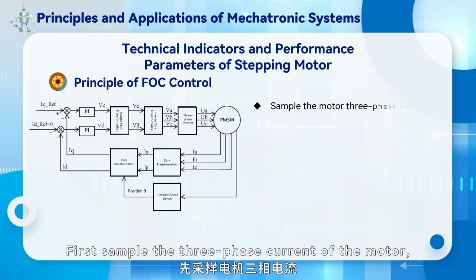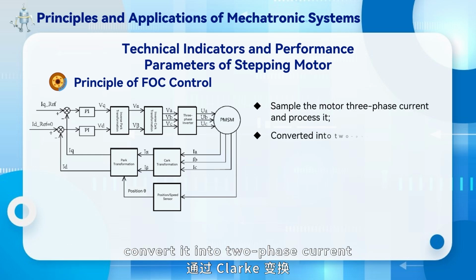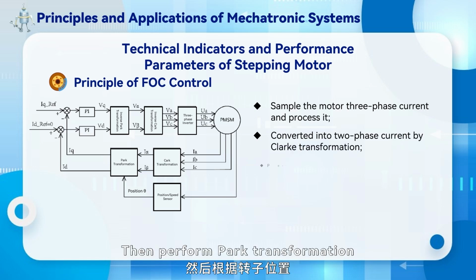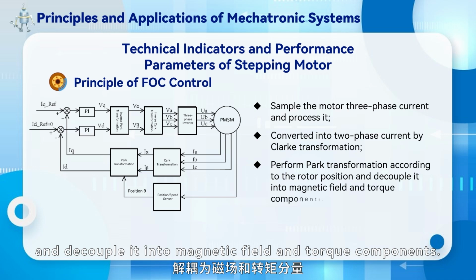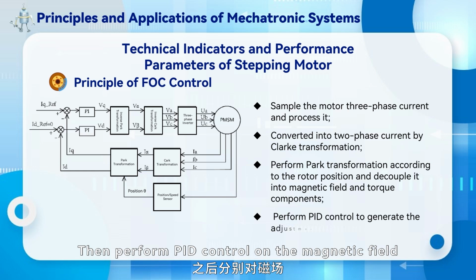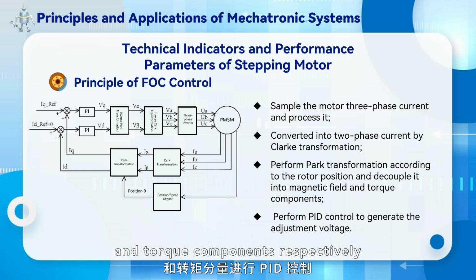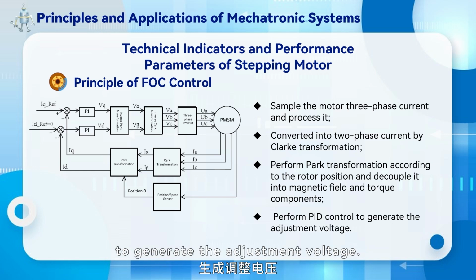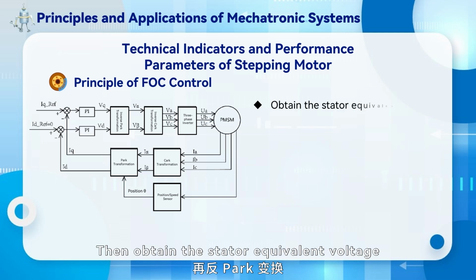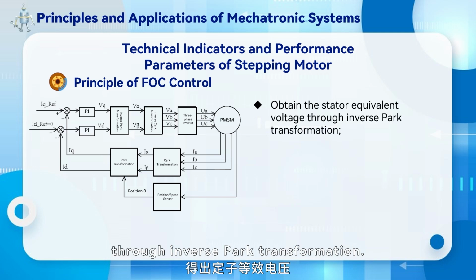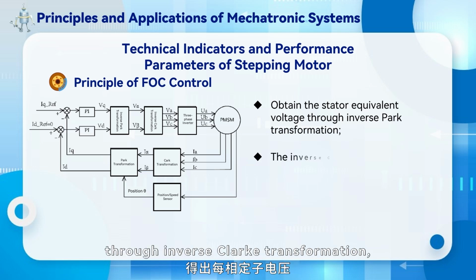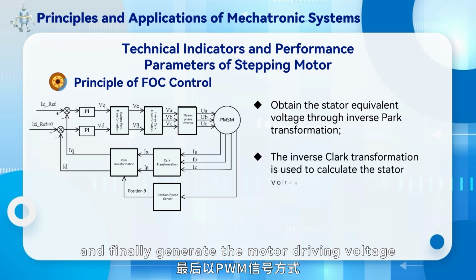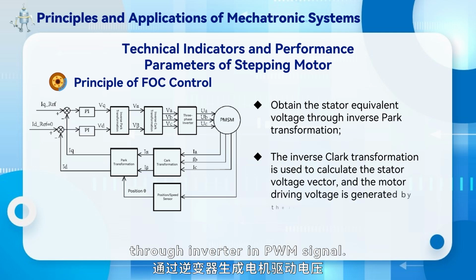First, sample the three-phase current of the motor, convert it into two-phase current through Clark transformation. Then perform Park transformation according to the rotor position and decouple it into magnetic field and torque components. Then perform PID control on the magnetic field and torque components respectively to generate the adjustment voltage. Then obtain the stator equivalent voltage through inverse Park transformation. Calculate the stator voltage of each phase through inverse Clark transformation, and finally generate the motor driving voltage through inverter in PWM signal.